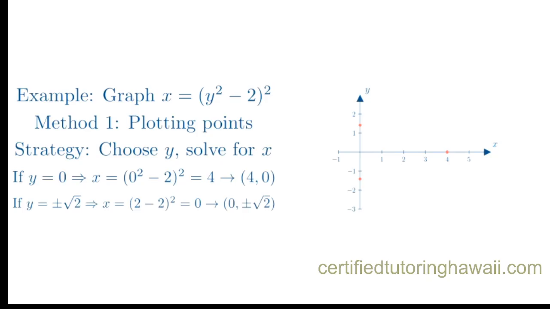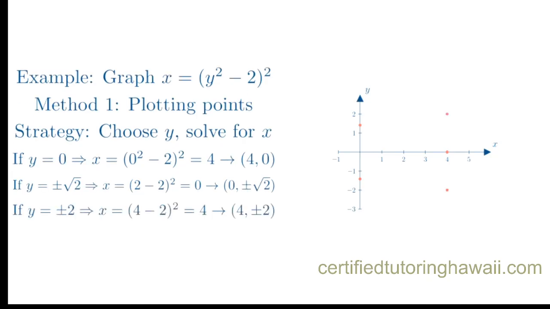So x equals 0. What happens when y is 2? x is also 4. What about when y is negative 2? x is still 4. This pattern is important.